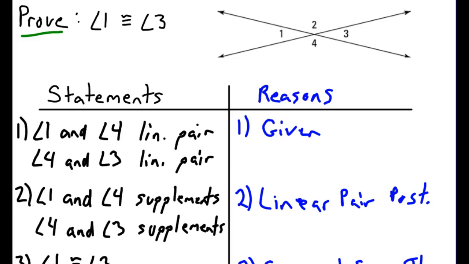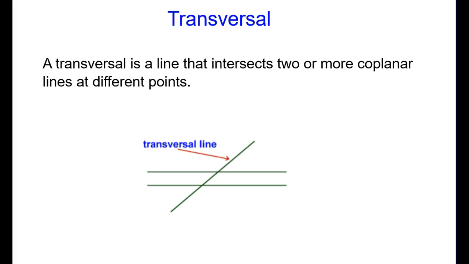Before we go into our second proof, there's a few more pieces of information we need to discuss. The first being a transversal. A transversal is a line that intersects two or more coplanar lines at different points. Down below we have our two lines, and then we have a separate line that intersects those two lines at different points. This line is called our transversal.